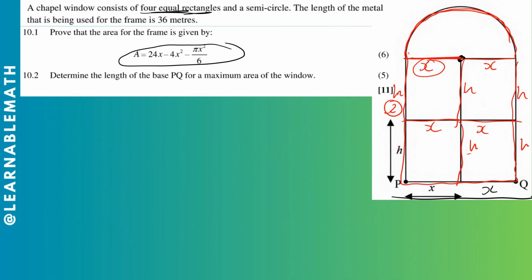Now 10.2, it's saying determine the length of the base PQ for a maximum area of the window. Okay, this is very important, and now we are applying calculus, right? When we see the maximum area, in other words, what will be the length of PQ, which is your base, which will result in the area of this window being maximum, right? Okay, now it's the idea of maximization and minimization.